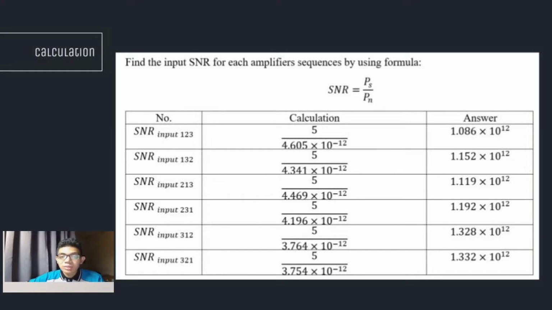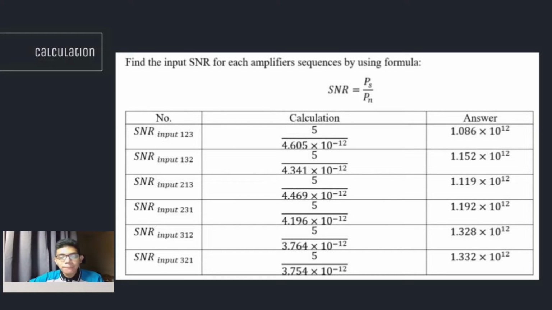In each amplifier, amplifier number 1 has a gain of 4 dB, which is 2.51 unitless. Amplifier number 2 has a gain of 5 dB, and the gain unitless is 3.16, while amplifier number 3 is given in unitless, which is 20.